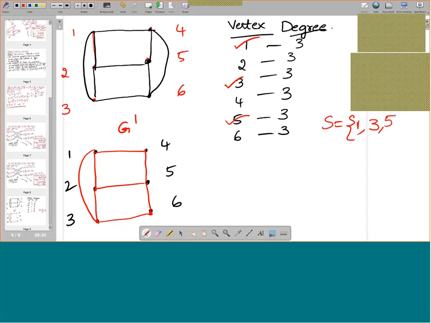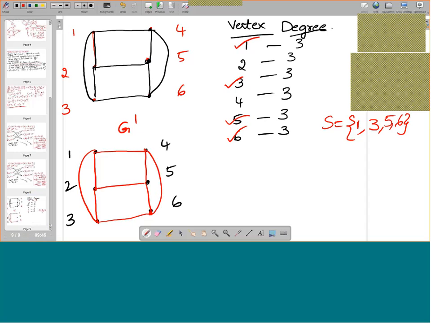No. Still one more edge is left. That is 4 to 6. So you have to take either 4 or 6. So you can take either 4 or 6. So I have taken 6 to 4.